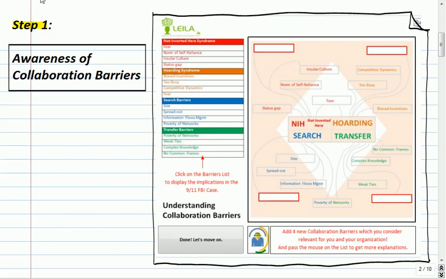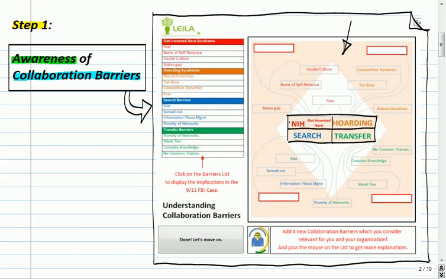First of all, the first step was about increasing our awareness of collaboration barriers, where they are, and what could be the negative impact they have in certain situations. If you have reached the last screen of the game, you have been able to access the full model that, if you want, you can print out, and in the center of it you find the 4 big categories of collaboration barriers. First of all, the not invented here.